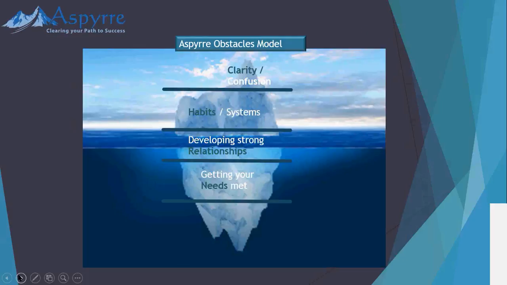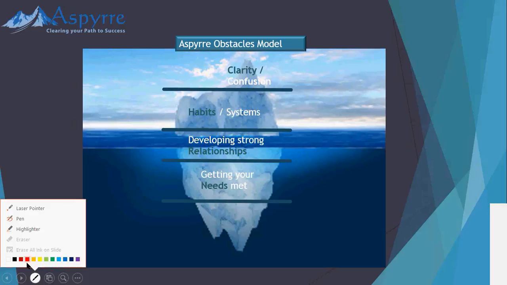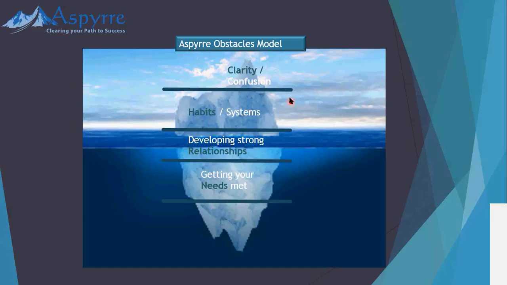So how does this relate to Aspyrre? Well, if you remember, we have an Aspyrre obstacles model that I often like to call the Iceberg Model. And the whole idea, and I don't know if you can see my pointer here, because sometimes in the video we don't see it. Let me make myself a laser pointer here, so hopefully this will show up in the video. So here is our iceberg that I'm circling with my pointer now. And the iceberg represents obstacles that you run into when you're trying to achieve a goal or something that you really care about in the world.